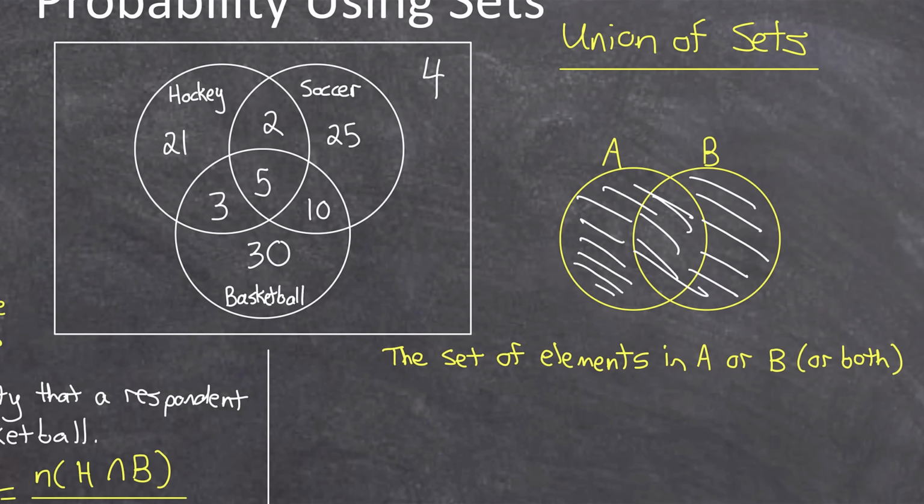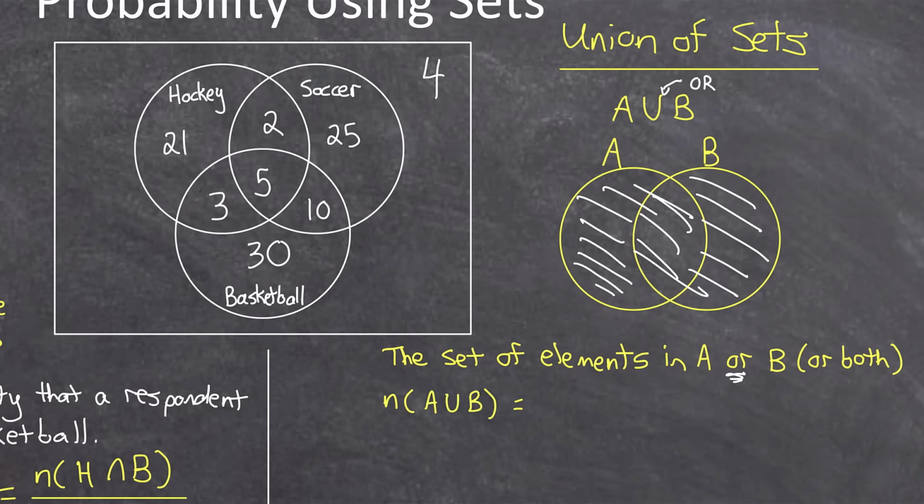And the notation for the union of two sets looks like this: A ∪ B. And for the union of sets, we read this as A or B. So the elements are anywhere inside of A or B. And there's actually a formula for counting the number of elements that are inside of A or B.